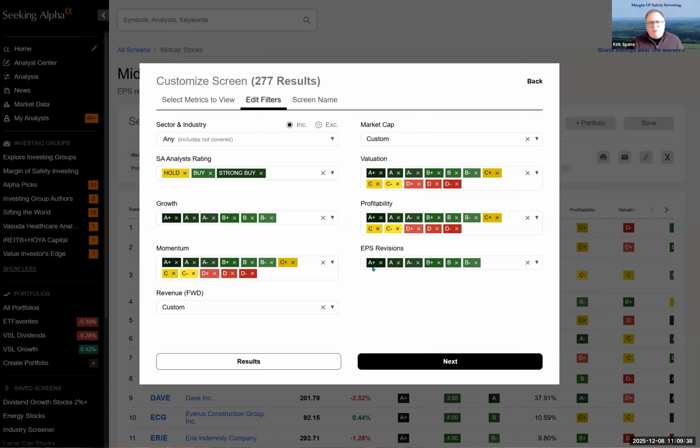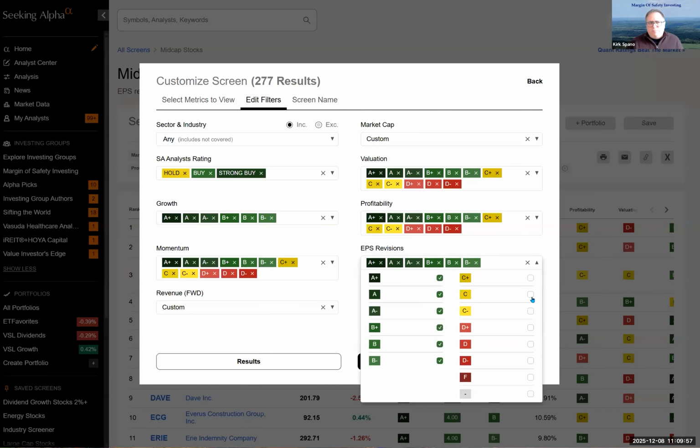So I have this set at A+, A minus, B+, B, B minus. I really want the revisions to be going in a positive direction. Now, I could probably actually stretch this all the way down and include the C's, and you might get a little bit even earlier view. You have to check the direction of the revisions, though. So it does take a lot of legwork. This is just the first step.